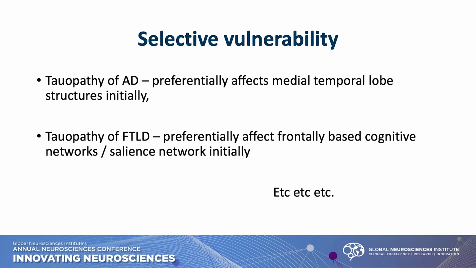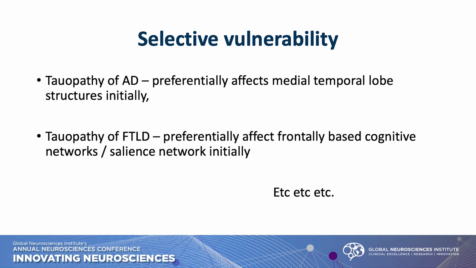Just to demonstrate this, or the selective vulnerability. For example, the tauopathy that is seen in Alzheimer's disease, preferentially initially in the majority of people affects the medial temporal lobe structures, as opposed to a little bit different tauopathy of frontotemporal lobar degeneration type. It preferentially affects the frontally based cognitive networks or the salience network. And again, because of this selective vulnerability, the clinical presentation obviously will be different.